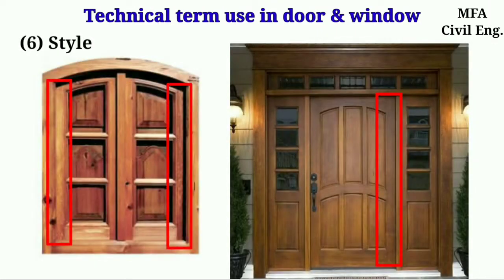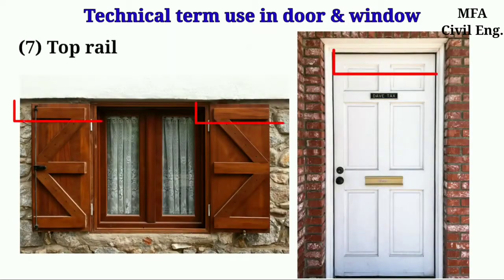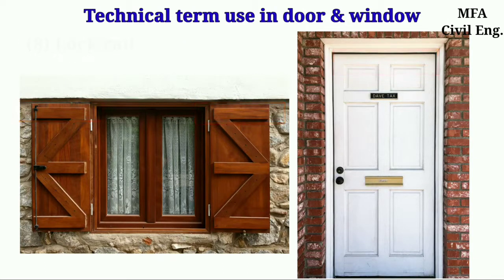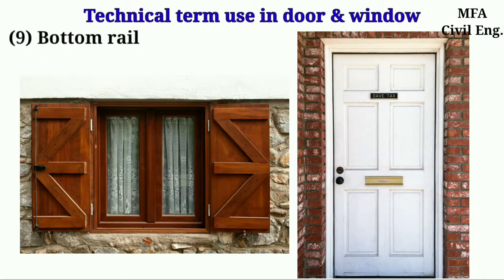Stile is the vertical outermost member of a shutter of a door or window. Top rail is the topmost horizontal member of a shutter. Lock rail is the middle horizontal member of a door shutter to which locking arrangement is fixed. Bottom rail is the lowermost horizontal member of a shutter.